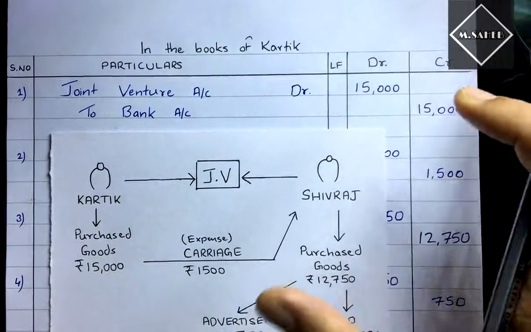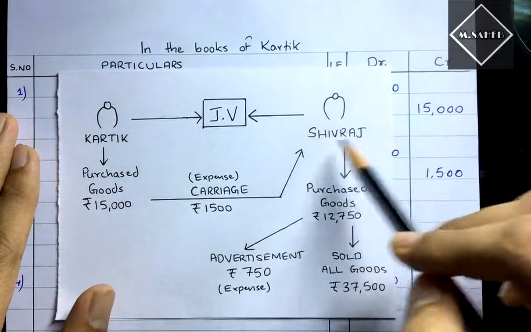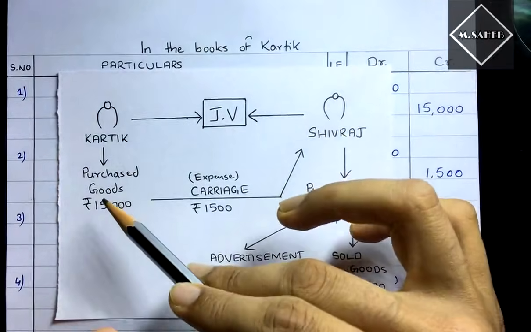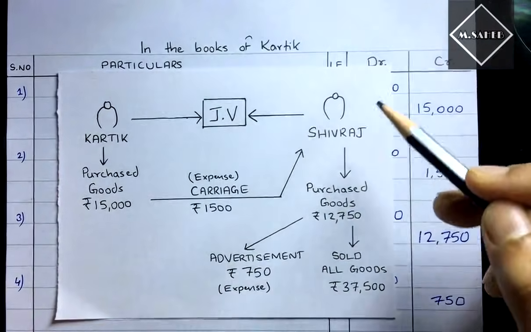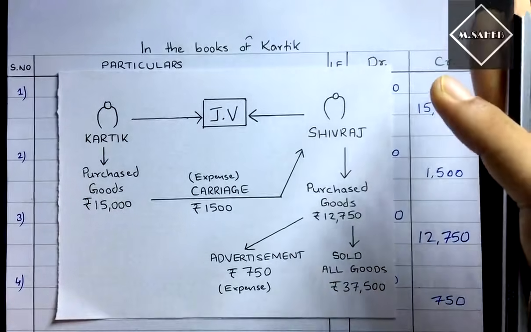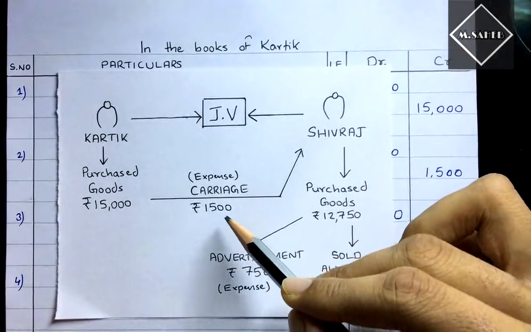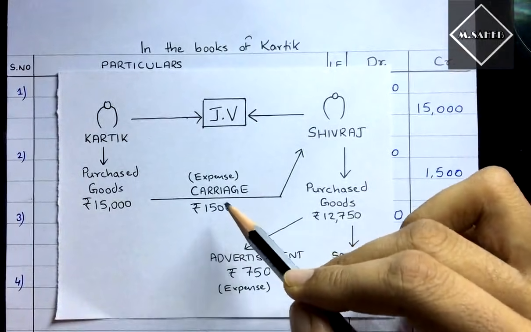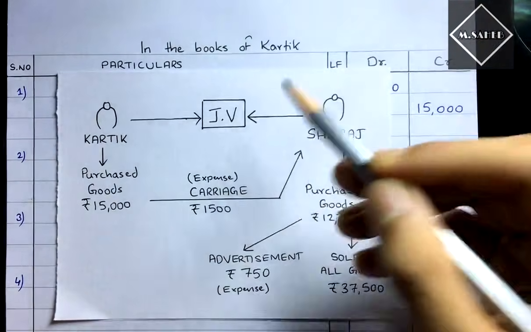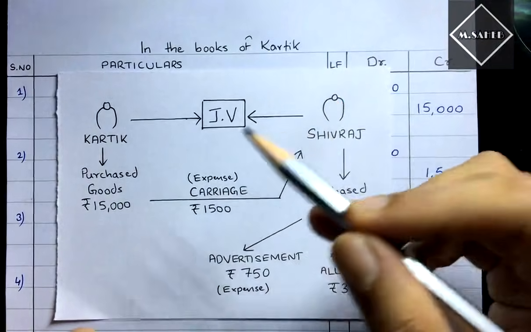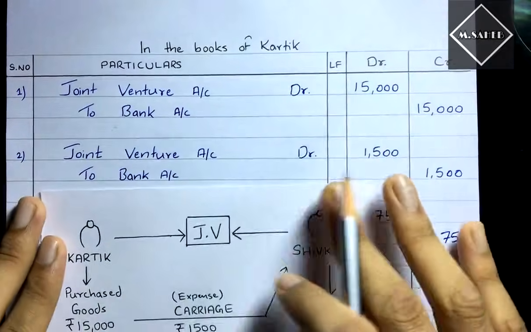Fine? Simple, right? Okay. And then Karthik sent those goods to Shivraj because Shivraj is going to sell those goods. He has sent those goods to Shivraj because they are doing business together, right? So he can do anything. He can send those goods to Shivraj. Now, to send those goods, he has incurred an expense of 1,500 on carriage. Okay, so now again the expense of joint venture is increasing, right? So joint venture account debit. Whenever expense increases, joint venture account debit.